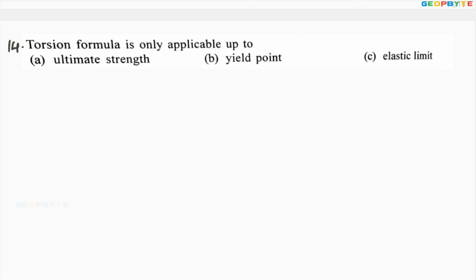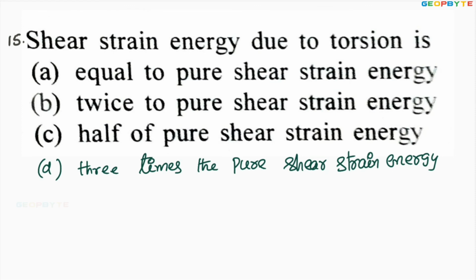Look at the 14th problem. Torsion formula is only applicable. Option A, ultimate strength, no. Yield point, no. Elastic limit, absolutely correct. The torsional formula and bending equation both are applicable within the elastic limit only. Let us move to the next problem. Look at the 15th problem.